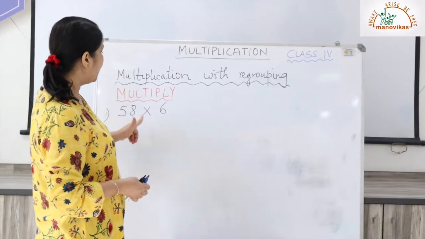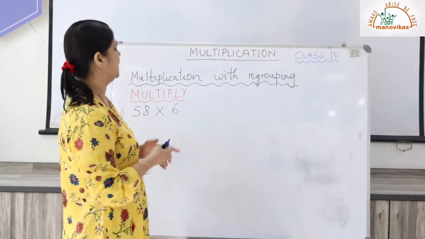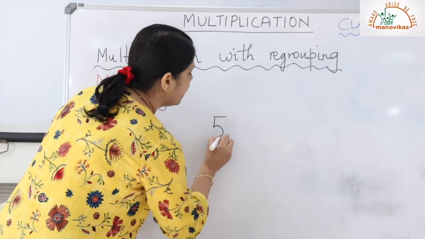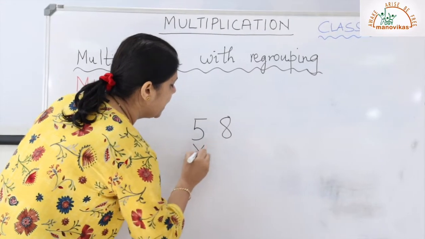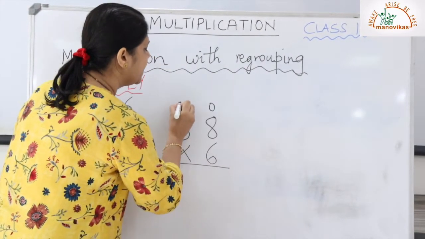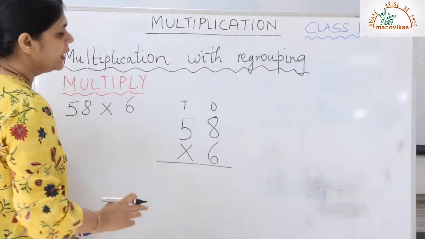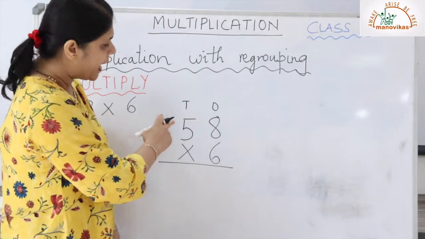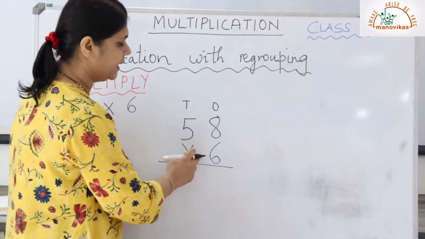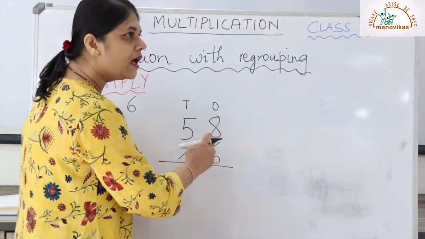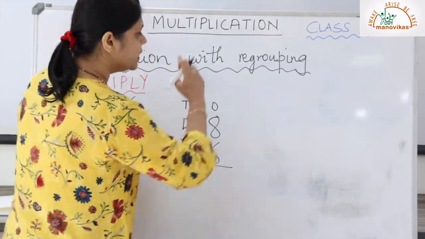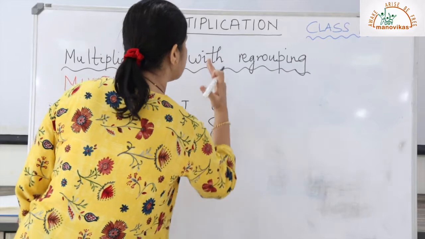Multiply 58 multiplied by 6. Okay, now here we have to multiply 58 by 6. This is the ones place, this is the tens place. Now you have to multiply 58, which is a 2-digit number, by 6. So what we will do is multiply 6 with each place in turn, starting from the ones place.